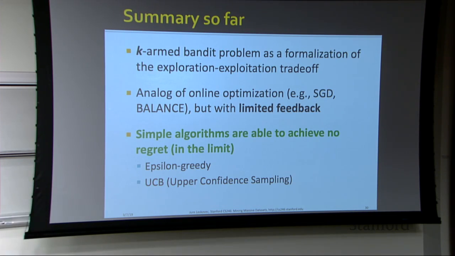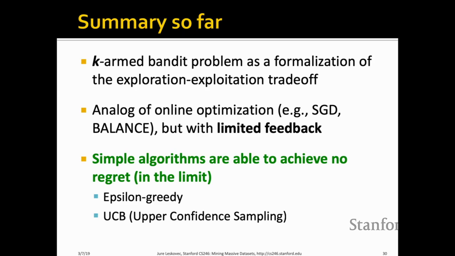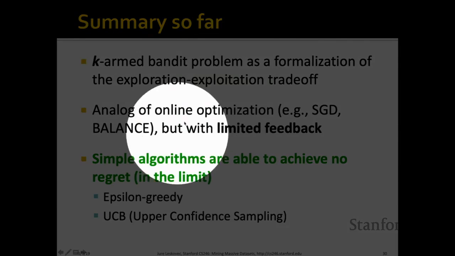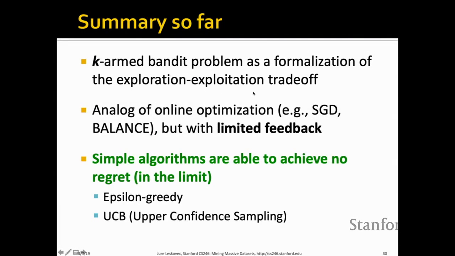Okay, so let's summarize, and then I'm going to show you some examples coming from the real world. We have seen the K-armed bandit problem, which is basically a formalization of the exploration-exploitation trade-off. It's very similar to other online optimizations that we talked about during the course, like the stochastic gradient descent that we have seen on Tuesday, and so forth. But it comes with very limited feedback. If you think about SGD, you have the different components of the gradients, you can compute the derivatives and so forth, while here we only have information coming from the different draws of the arm, okay? So we have to do the best possible we can with that limited amount of data.